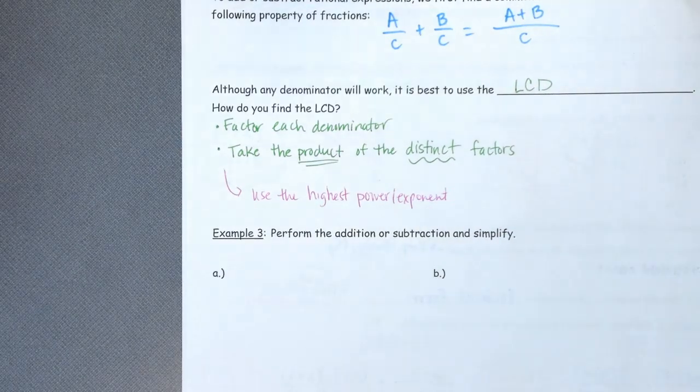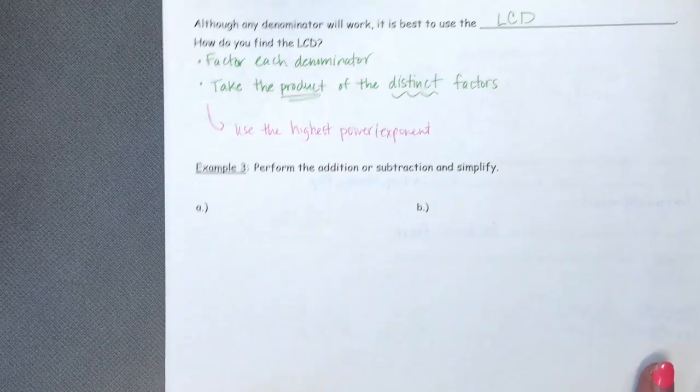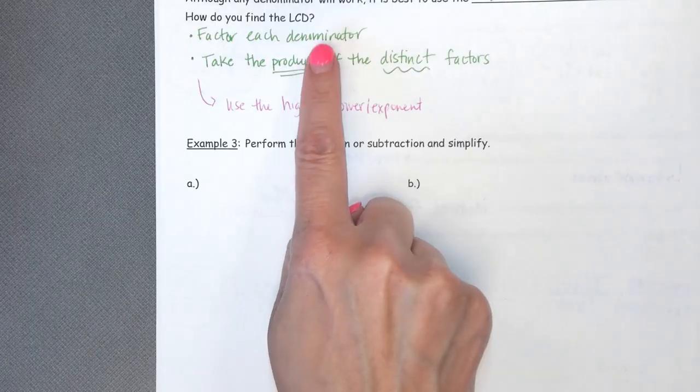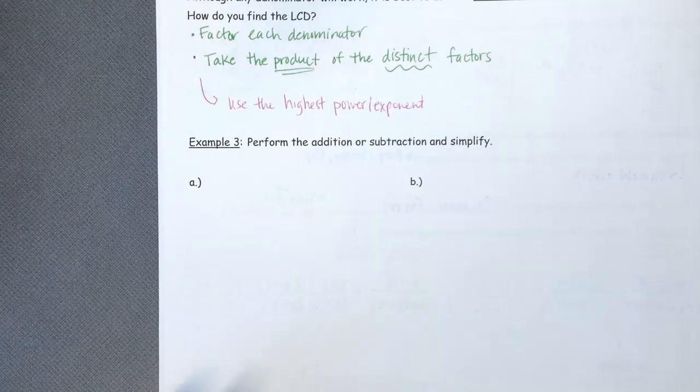In some cases, you're going to have to look at your exponents. Like if you have x squared and you have x cubed, you're going to have to go to the higher power, because you always want to multiply to get to the LCD. So you have to use the highest power that appears in each denominator.